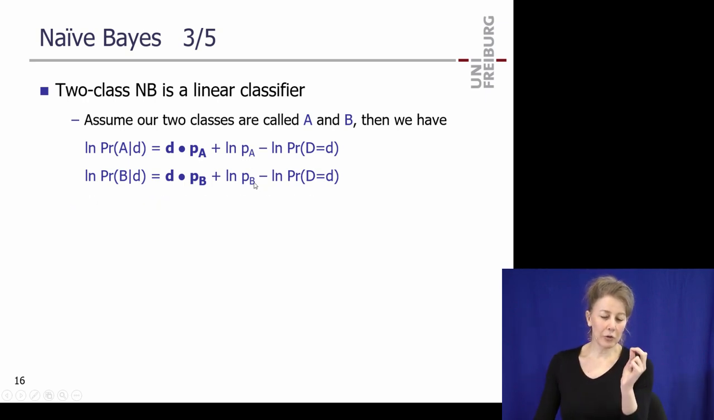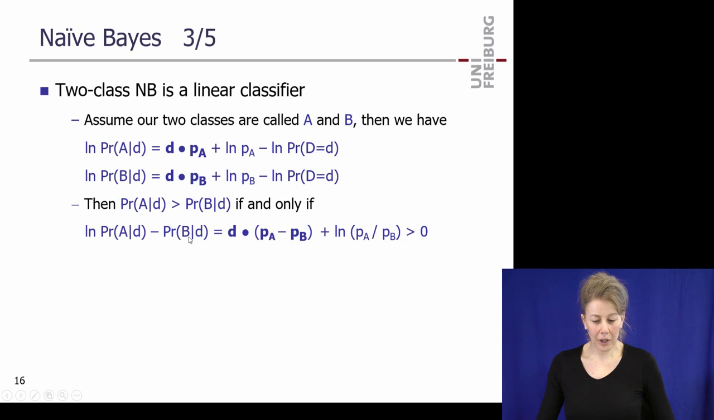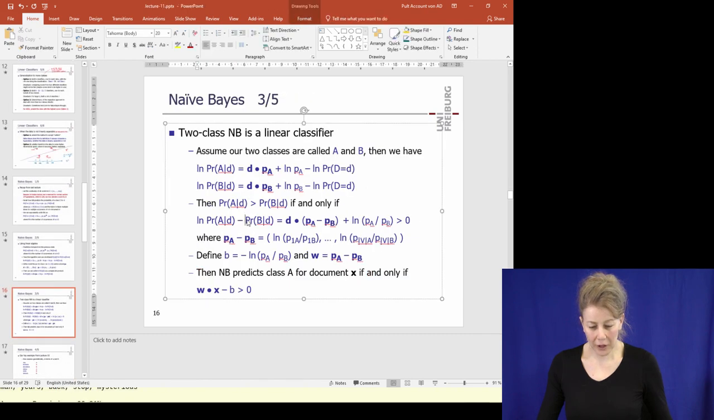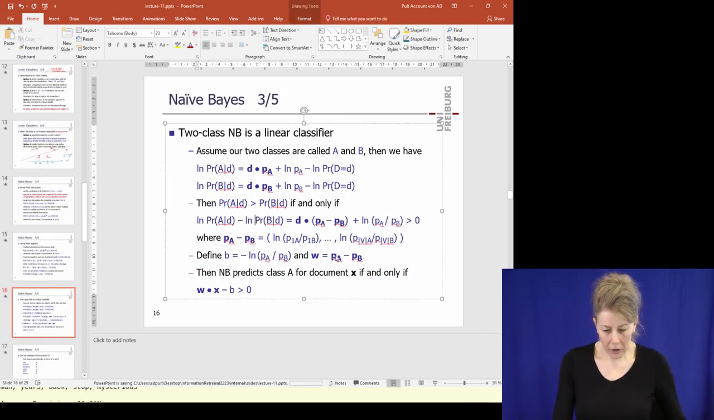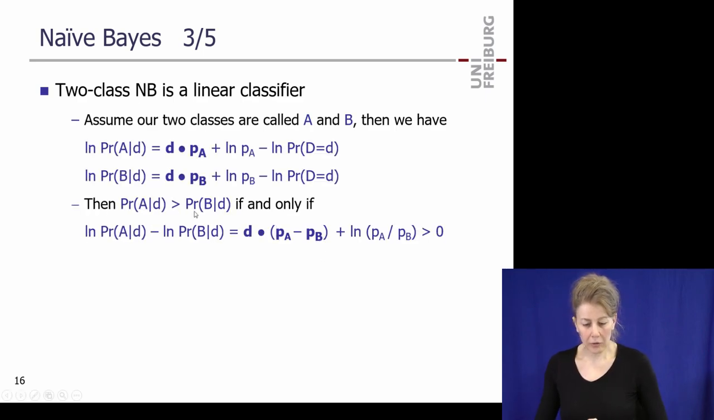Now, if we want to know, and we will do it for our example in a second, then it will become very clear which of these probabilities is larger, which is the same as asking which of the logs is larger. There's a log missing here, right? I think it is. There should be a log here, ln. So it's just d times the difference between these vectors plus, now this cancels out, we don't need to know it, we just want to know which one is larger. And we wonder, is this greater or equal to zero? If yes, then A is the more likely class.